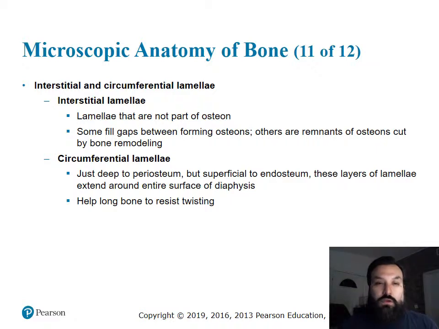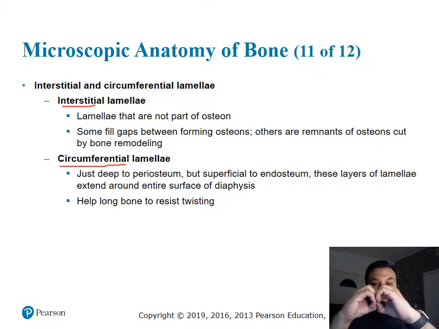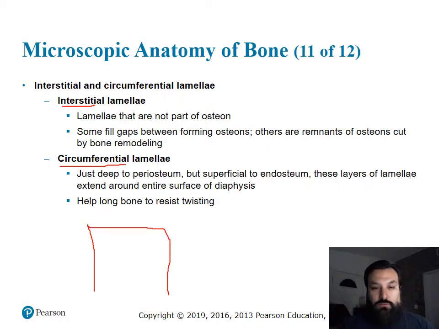Okay, before we get into that figure, the last part of the presentation here, I want to talk about interstitial versus circumferential laminae. Interstitial laminae are laminae that are not part of the osteon, but they fill the gaps between the osteons. So if you took cylinder and cylinder together, if I was to draw this, for example, what I'm going to do is draw a little square here.